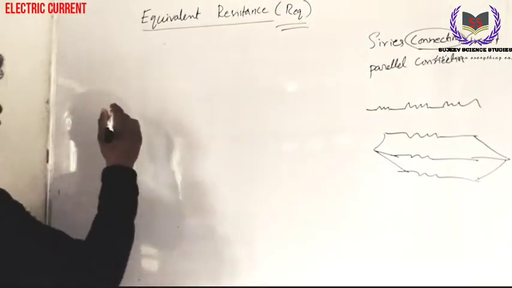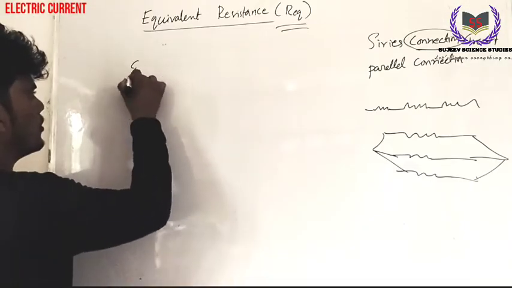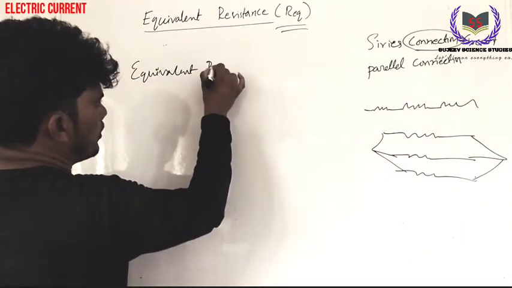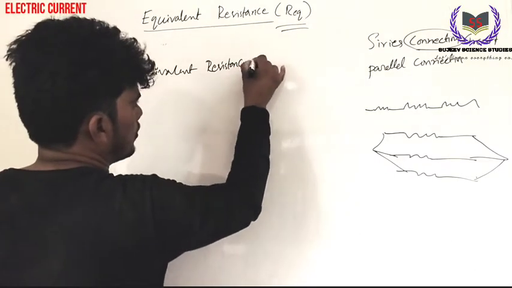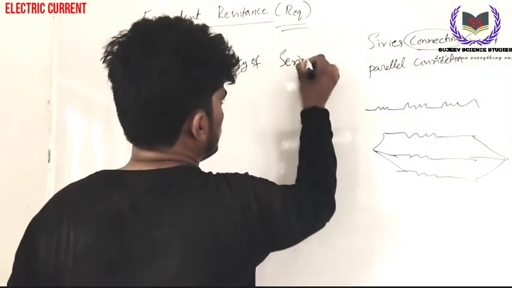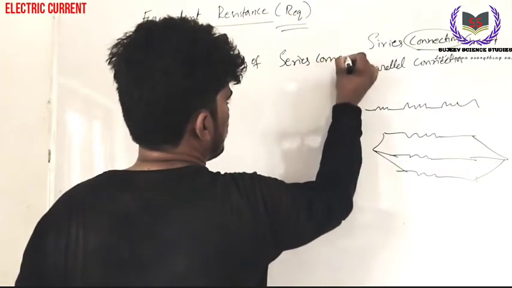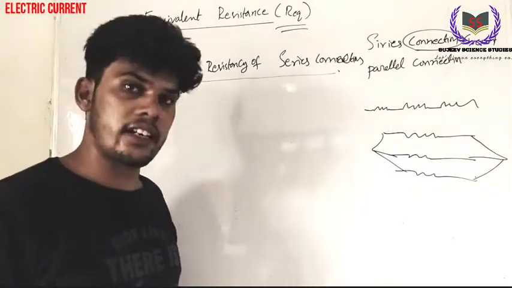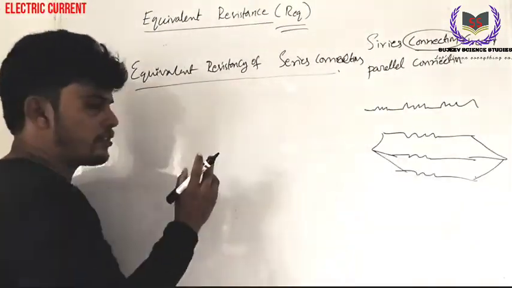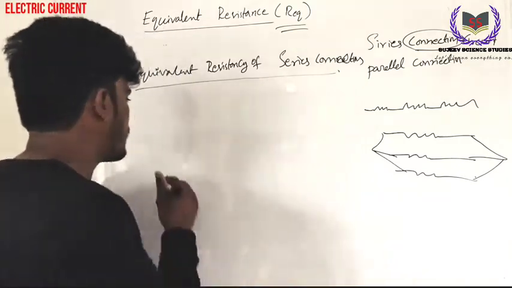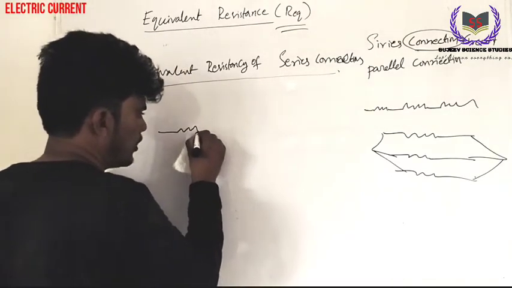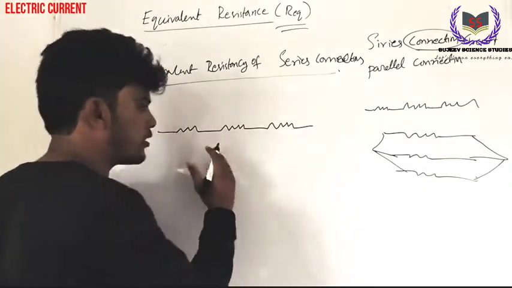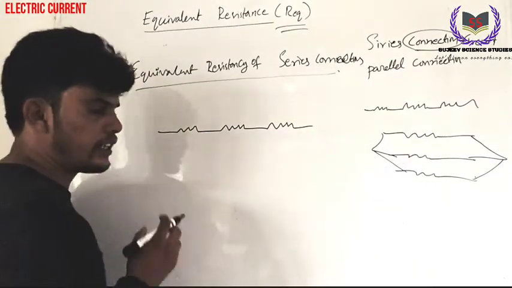Let's come to the point. So, equivalent resistance of series connection. Look here, equivalent resistance of series connection. For example, I will connect a few resistors in series. This is resistor 1, and I will connect this resistor 1 to resistor 2 and resistor 3. We can connect more resistors continuously, but 3 is enough to discuss now.